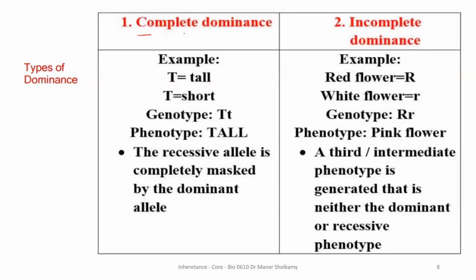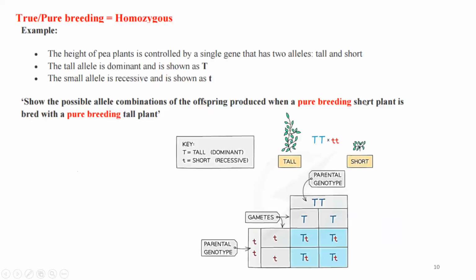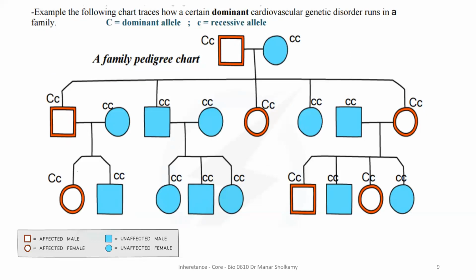So complete dominance is when the recessive allele does not show at all. But incomplete dominance is when the recessive allele has some effect on the phenotype. Okay? Now, questions are not very nice. They are tricky. They usually come from back to forth. And there is something called a family pedigree chart, like this. You'll see it a lot in exam papers. It usually confuses a lot of students.